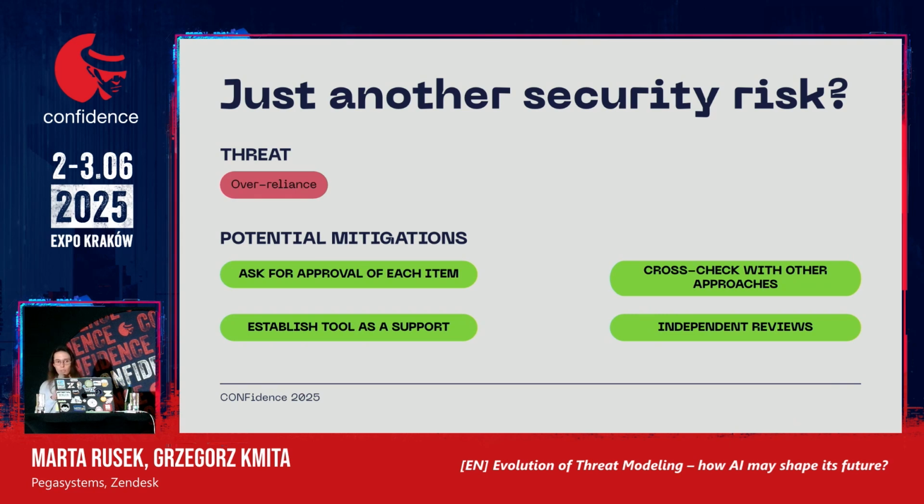We can also mention over-reliance, that sometimes AI can be treated as a help, but should not be treated as something on which we can blindly rely. What to do in this case? Ask for approval of each item if you have any concerns. Emphasize that the tool is there to assist, but not to replace something or somebody. Cross-check with other approaches that can be used, and ask for independent review.